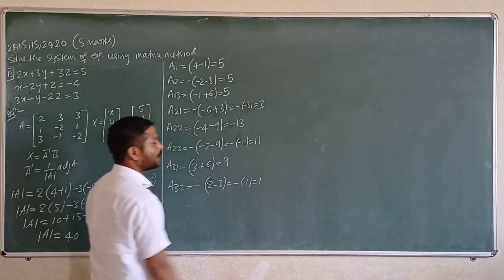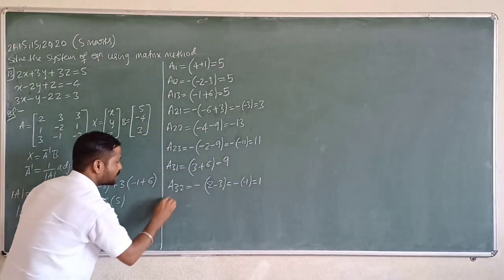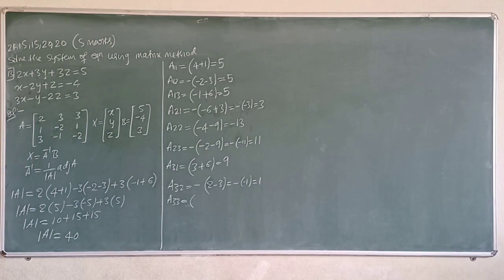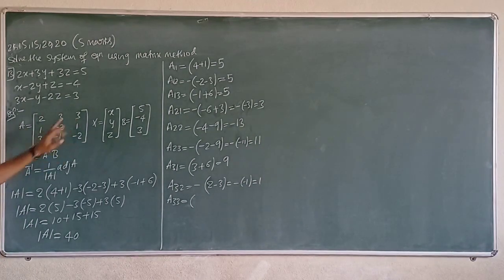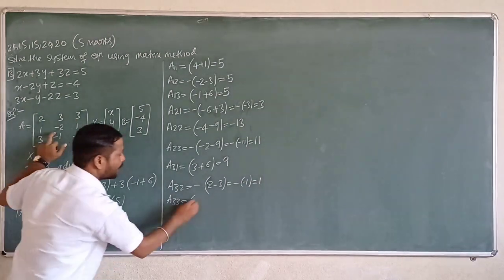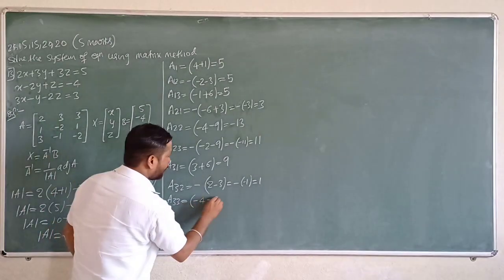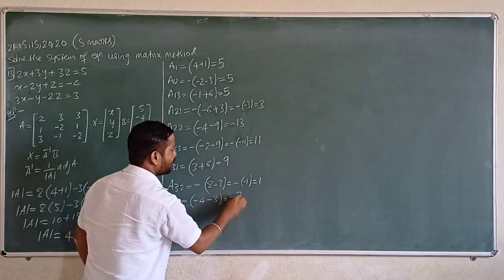Minus 1 minus 1 becomes plus 1 now. Right. This last one, A33, is positive. Delete third row, third column. Then 2 into minus 2, minus 4. Okay. Minus 1 3s are 3 now. Minus 4 minus 3, that is minus 7.